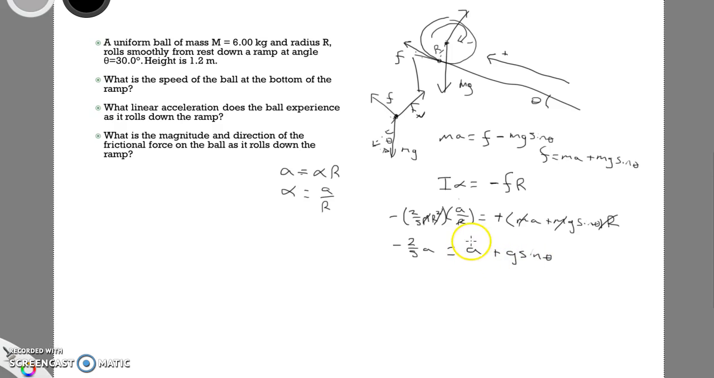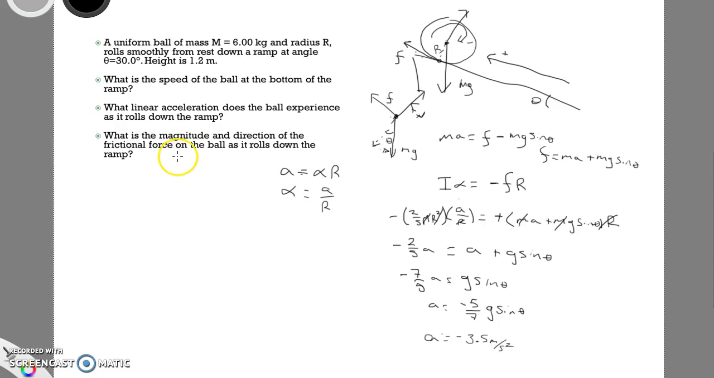Okay, so I'll subtract A over: negative 2/5 minus 1 would be negative 7/5 A equals g sine theta, so that A is equal to negative 5/7 g sine theta. Okay, and so we can punch that in and calculate it, and we get an acceleration of negative 3.5 meters per second squared. Okay, the last question here is, what was the magnitude of the frictional force?